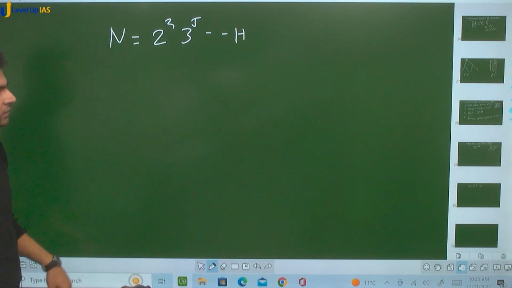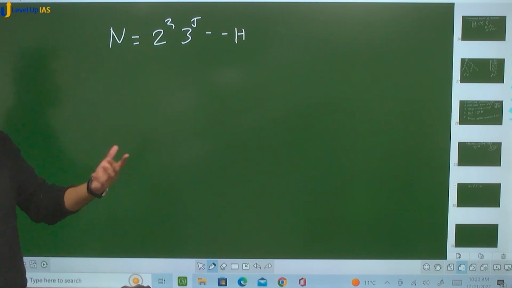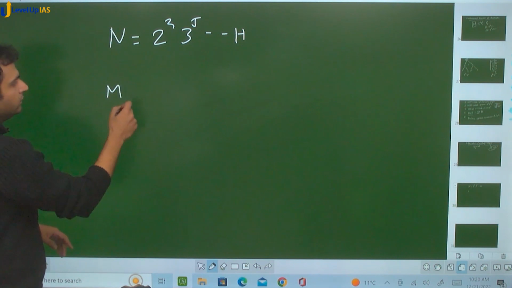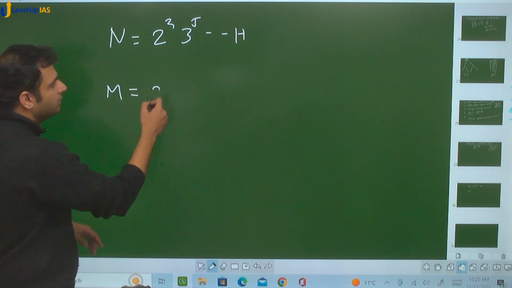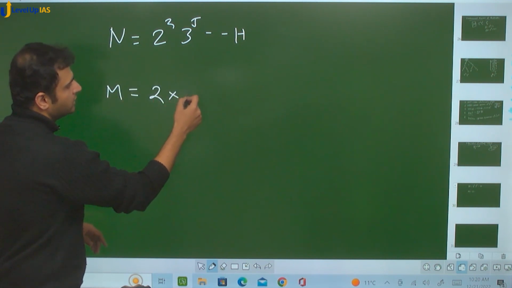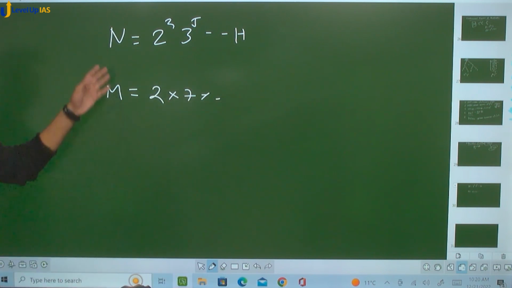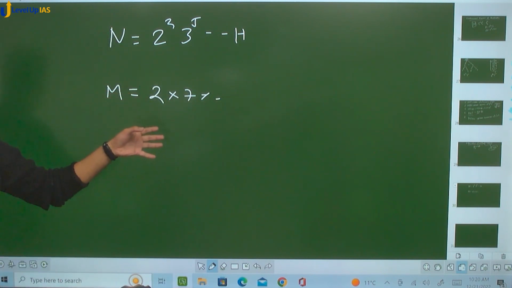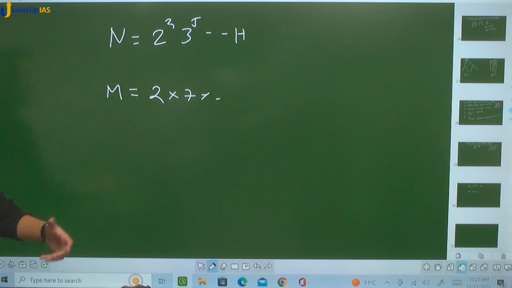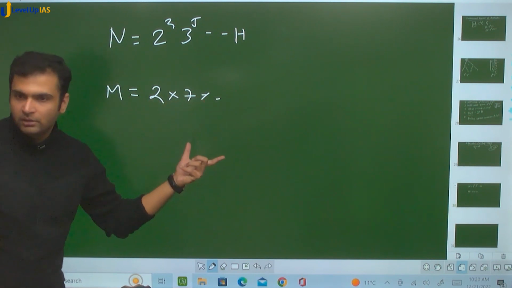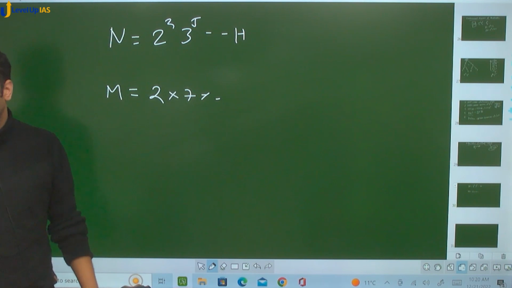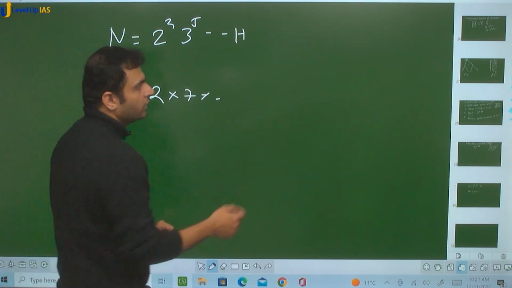If I want to check divisibility by some other number, let us say m, and m is something like 2 into 7 into something, that is its prime factorization. Is this n divisible by m? It will be divisible only when all the prime factors of m appear in this thing in some form or the other. So, for example, let us take one concrete example.